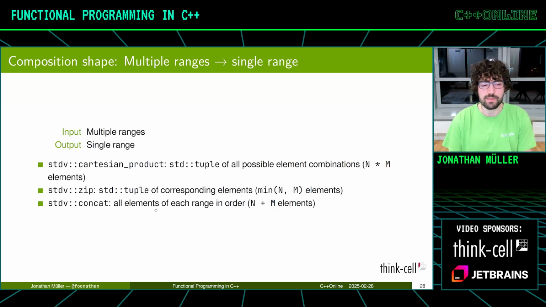And in C++26, we're going to get concat, and this is simply all elements of the ranges, one after the other. So n plus n elements. First all from the first range, then all from the second range, and so on.